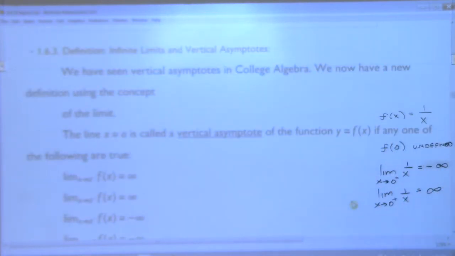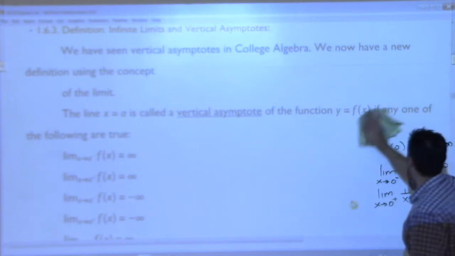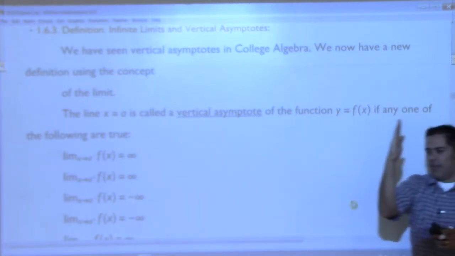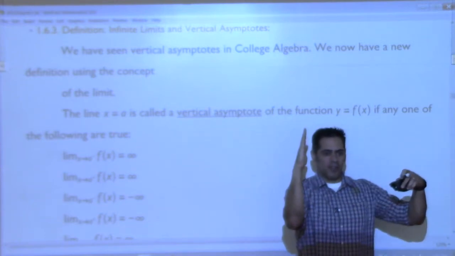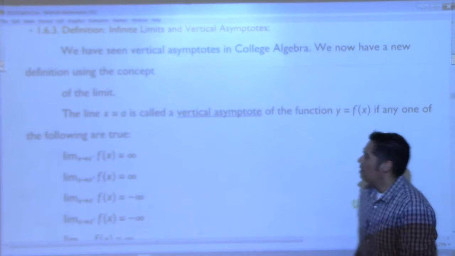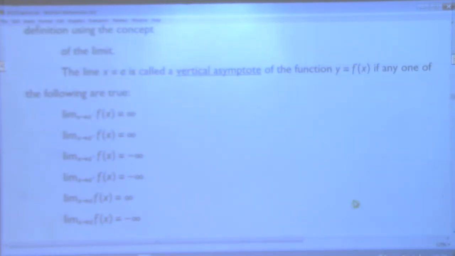Now, do you remember talking about vertical asymptotes in college algebra? When we would graph rational functions, we had these vertical lines, and they were like these barriers, and our functions would come up to them and have to go up or go down, something like that. Well, we can start referring to vertical asymptotes using limits for definition.